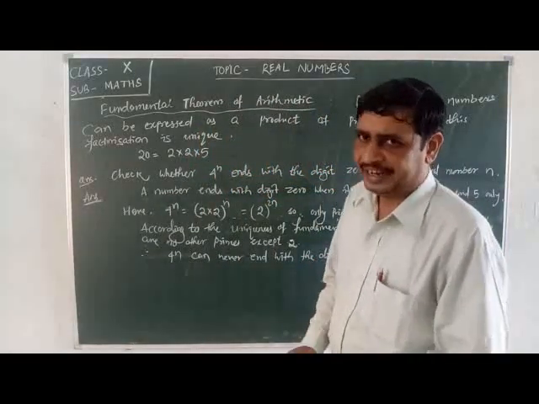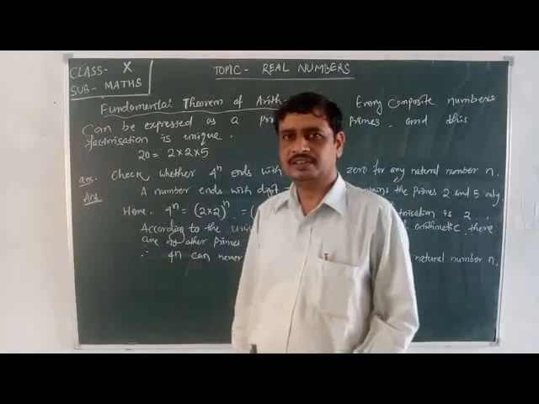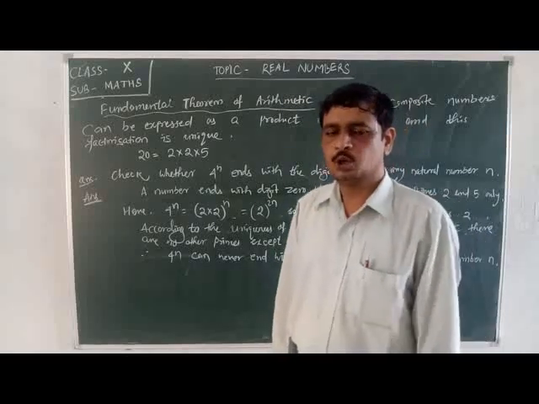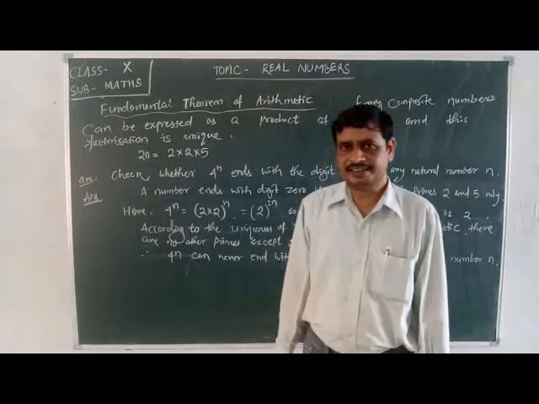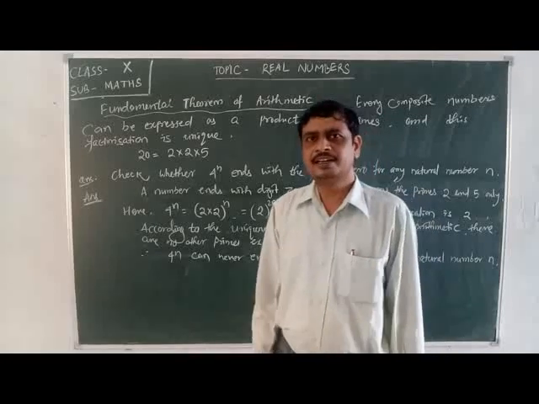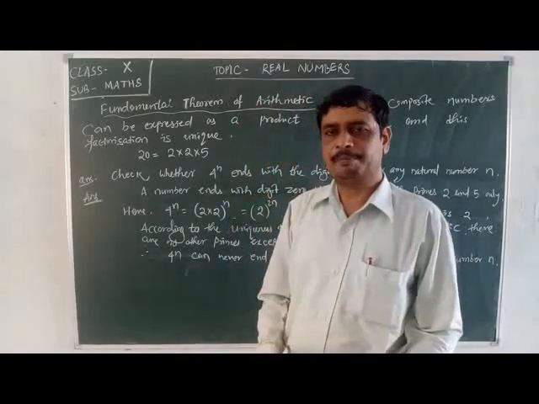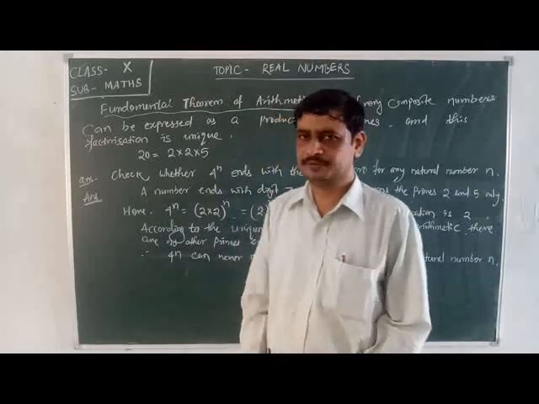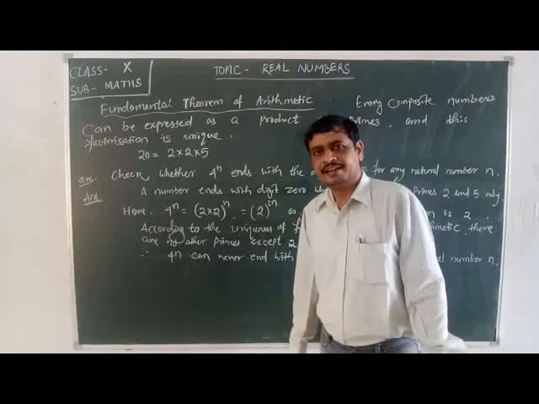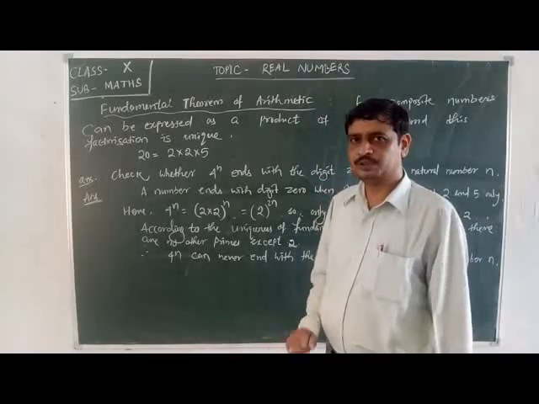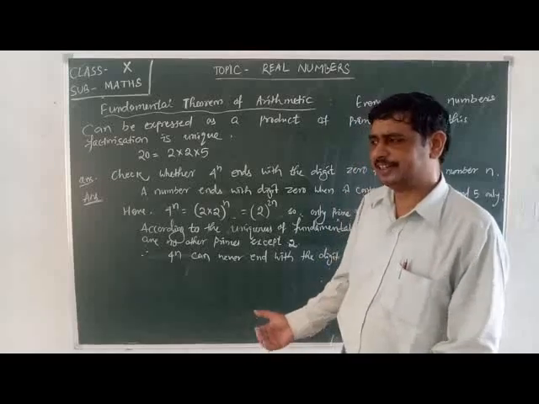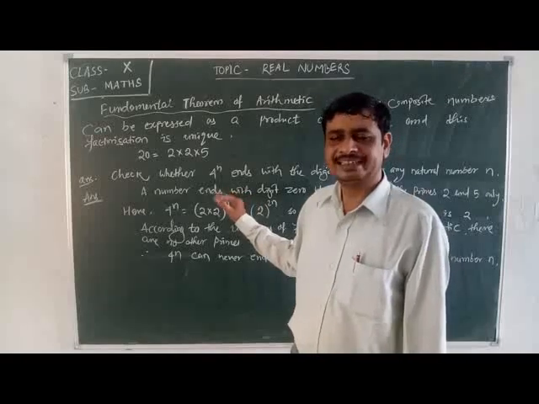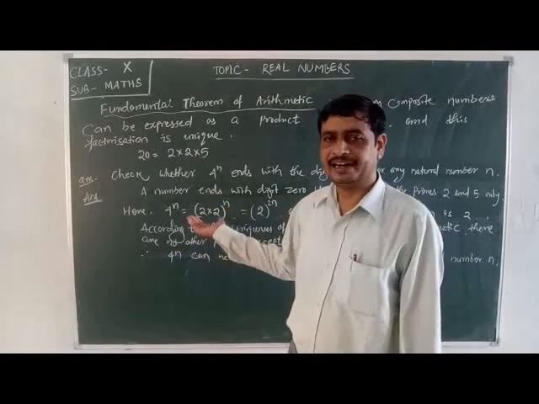Generally, when a number ends with 0, that number must be divisible by 10. When a number is divisible by 10, that number must have the factors 2 and 5 both. If a number has factors 2 and 5 both, then we can say directly that the number will be divisible by 10, and that number will end with 0.